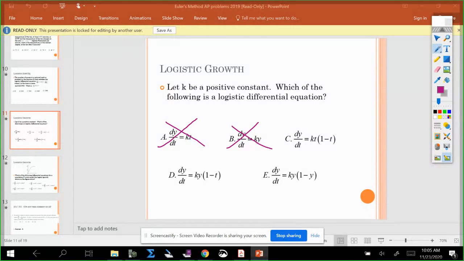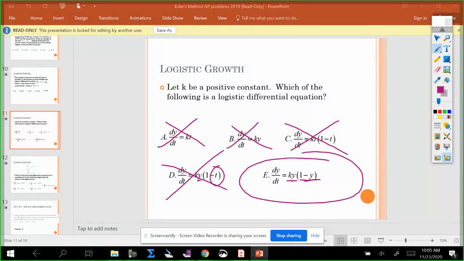C has everything in terms of time. You want your derivative to be in terms of your population. D has your population here, which is great, but then we should have the y value here as well. The only one that has a factor of y and then another factor of y is E. So E is an example of your logistic growth model.